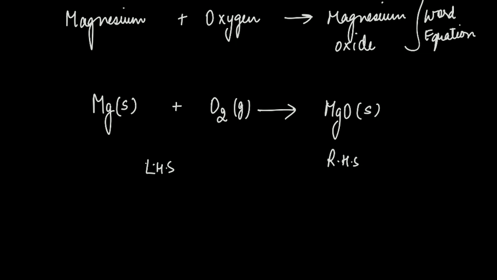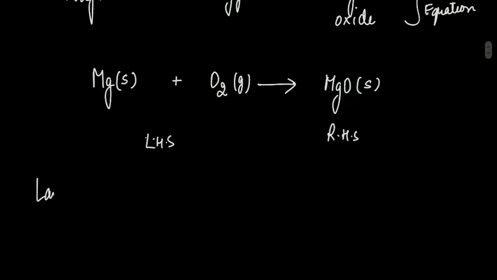So if we compare magnesium on both sides, it's one atom. We can see that. Oxygen, we have two atoms on the left hand side, but on the right hand side we have one. So we need to follow the law of conservation of mass.